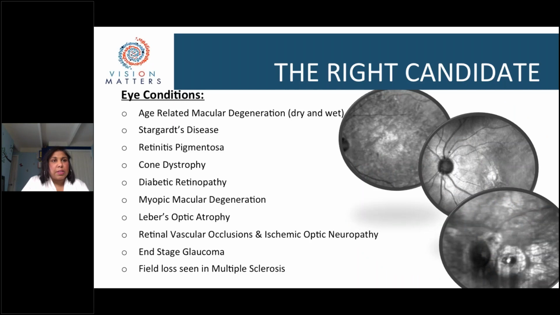Causes of central vision loss may be due to many conditions, and this slide here shows an extensive list of the main pathologies that cause central vision loss. So people with age-related macular degeneration, both dry and wet, Stargardt's disease, which is often found in younger people and children, retinitis pigmentosa, cone dystrophy, diabetic retinopathy, myopic macular degeneration, Leber's optic atrophy, retinal vascular occlusion, and ischemic optic neuropathy, end-stage glaucoma, and also field loss associated with multiple sclerosis.